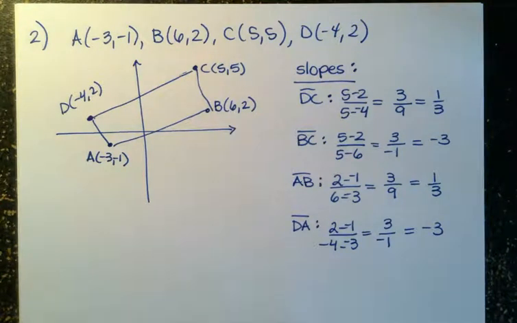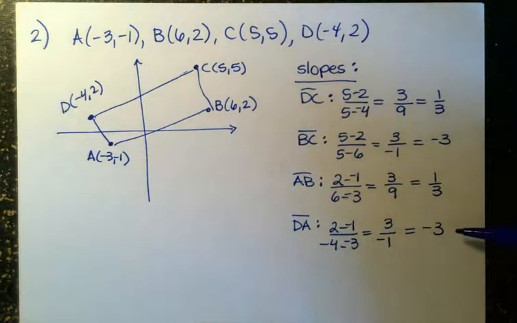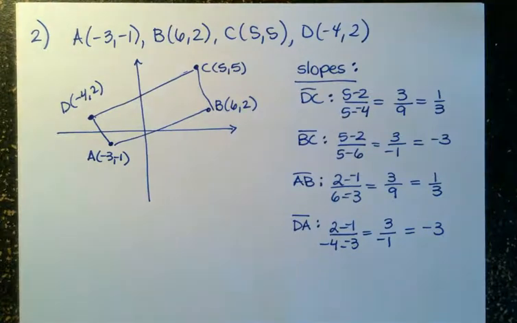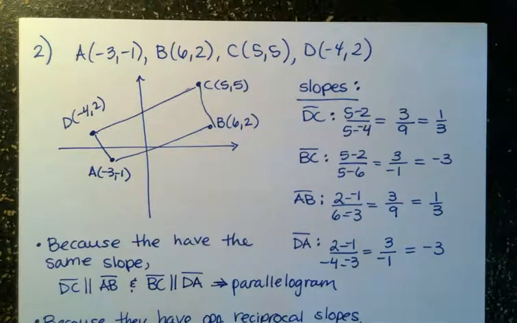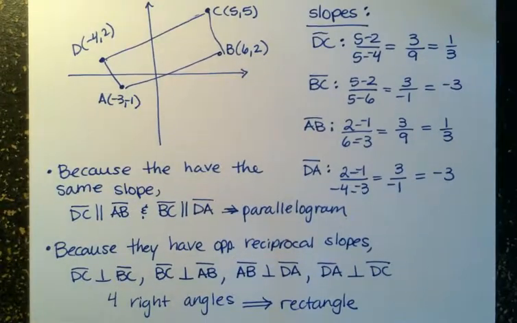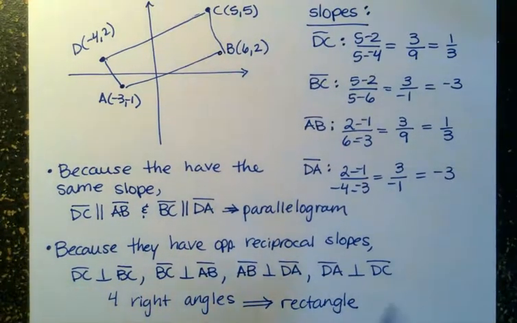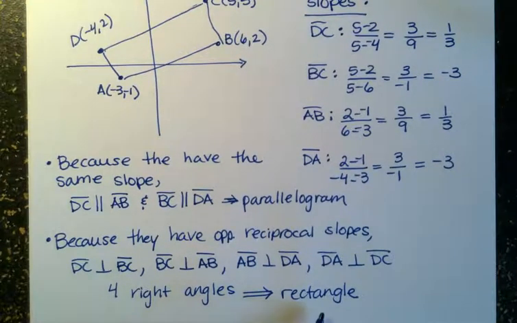Okay, so what we can see here is that we have opposite sides parallel, and we also have adjacent sides perpendicular because 1/3 and negative 3 are opposite reciprocals. So what that tells me is that I do have a parallelogram because opposite sides have the same slope, and so they're parallel. And then in addition to that, because they have opposite reciprocal slopes, I know that all four sides are perpendicular to each of the sides adjacent to them. And I just kind of went through and said in pairs all of these are perpendicular, so that means I have 4 right angles, and that means I have a rectangle.